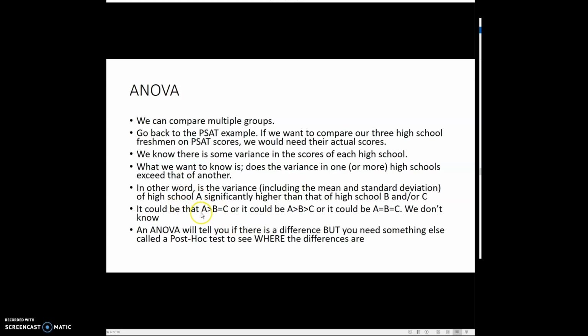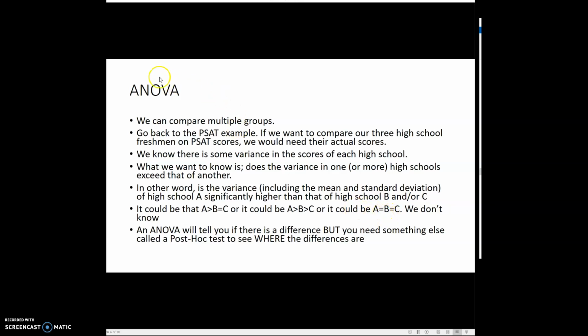So it could be that high school A has a significantly higher PSAT score than high school B, which is equal to high school C. So it may be that these two are equal, but school A is actually higher than these two. It could be that high school A has a higher score than high school B, which has a higher score than high school C. It could be that high school A is equal to high school B is equal to high school C. There is no difference in the scores.